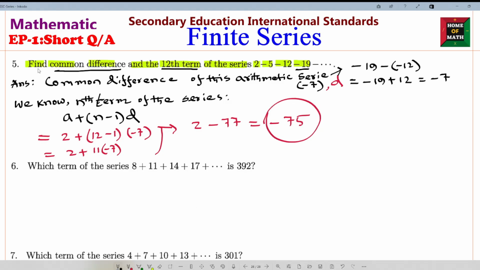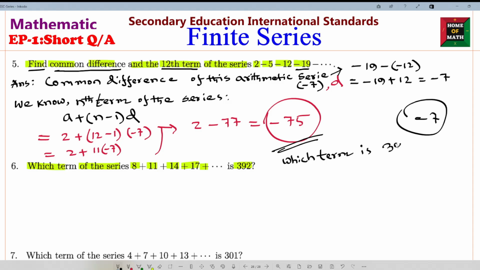We can read again the question. Find common difference and 12th term of the series, which is common difference is minus 7 and 12th term of the series is minus 75. Our next question, which term of the series 8 plus 11 plus 14 plus 17 plus dot dot dot is 392? It means we have to find the result of n, right?